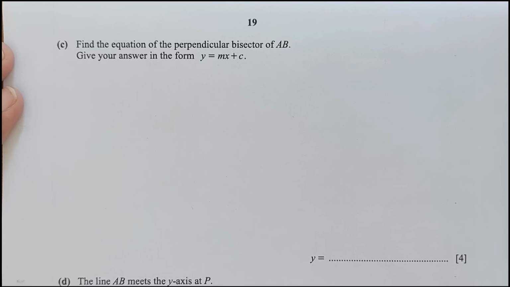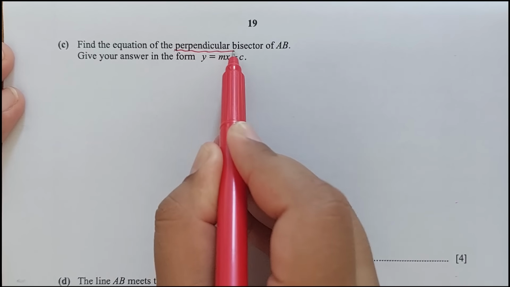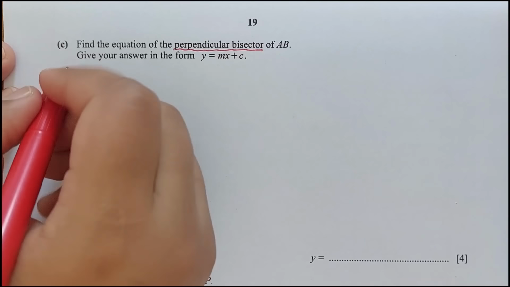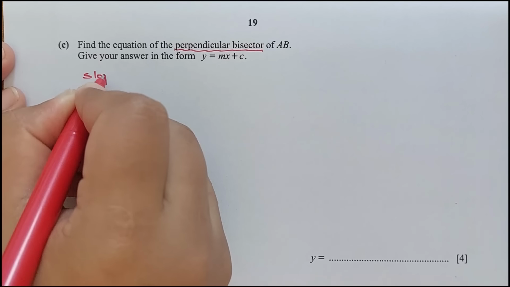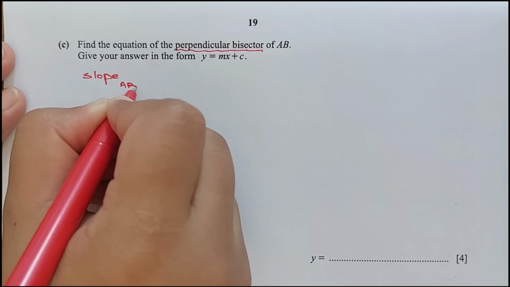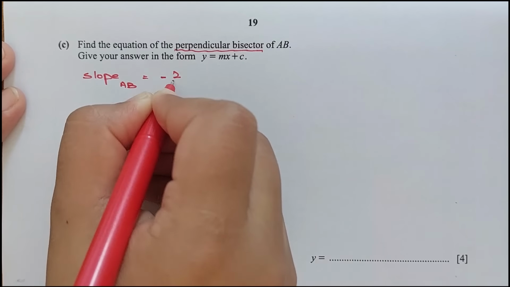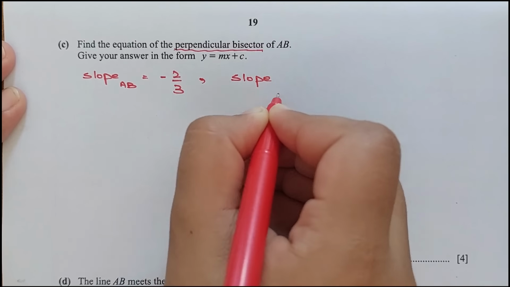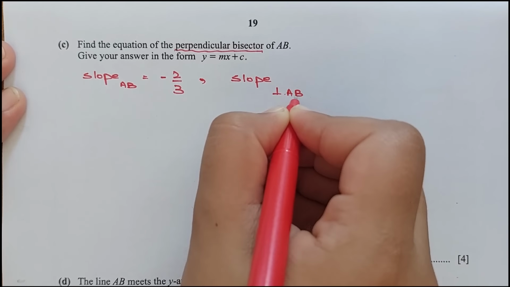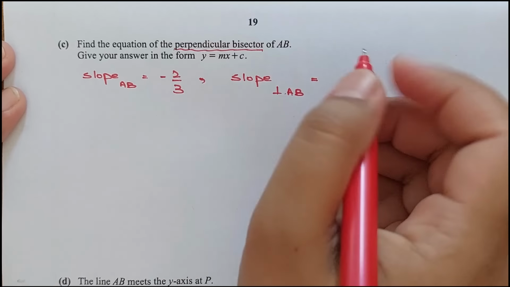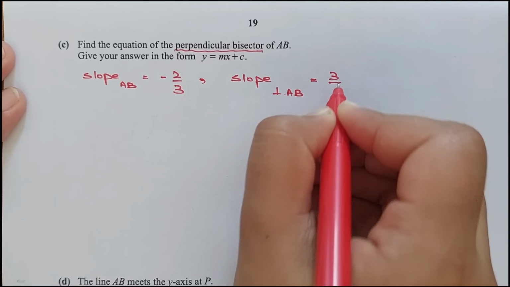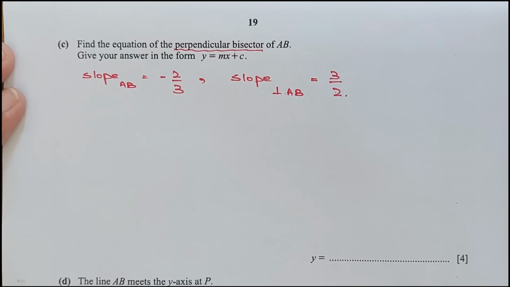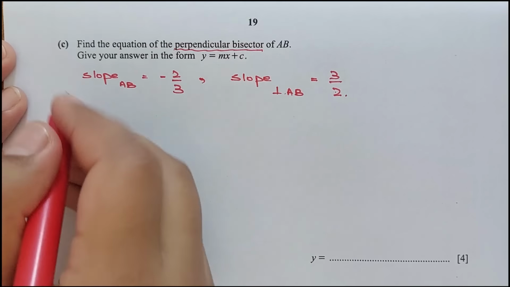Now for part C, find the equation of the perpendicular bisector of AB. Give your answer in the form of y equals mx plus c. So for the perpendicular bisector, we have to find the slope of AB we got, which is minus 2 by 3. And the slope of the perpendicular bisector of AB is the negative reciprocal. Negative times negative becomes positive, and the reciprocal is 3 by 2. That is the slope. And to get the value of c, we need the midpoint of AB.